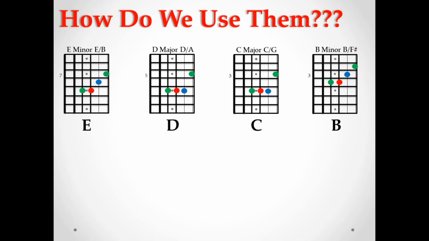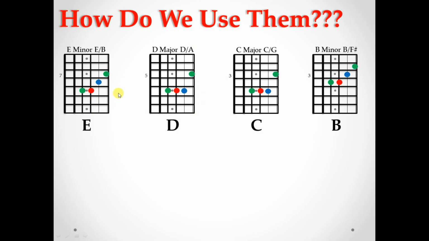So how do we actually use these? First up, let's just touch upon how these are actually going to be written down. This right here signifies that it's an E minor chord, but B is in the bass, okay? Because B is the lowest note now. So this is a D major chord with an A in the bass.